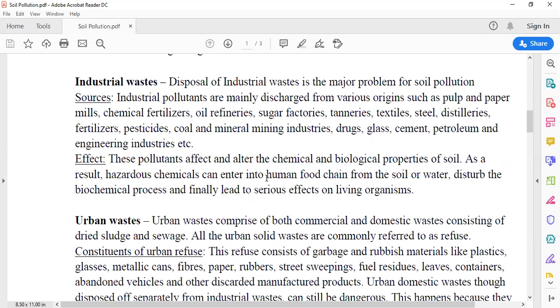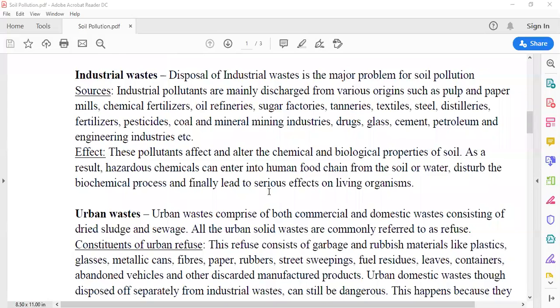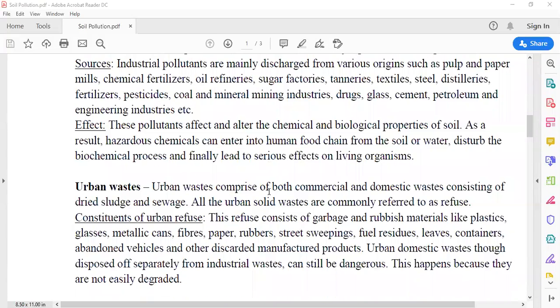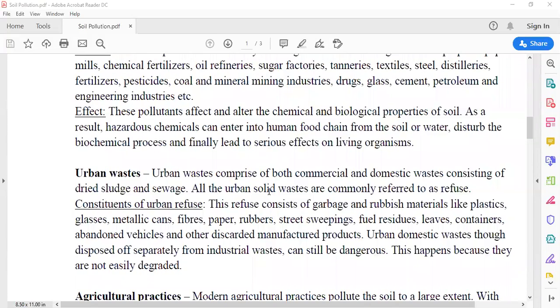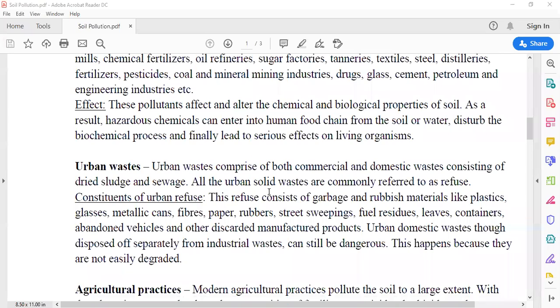These wastes are dumped or disposed separately, but it is observed that these wastes are not dumped properly. So soil pollution occurs, and it cannot be easily degraded. To degrade these materials, they should be refused properly.